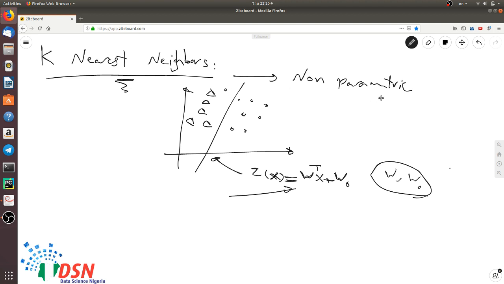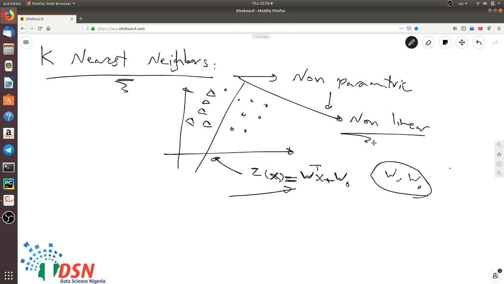But KNN is a non-parametric method, which means it doesn't have any parameters. And also the decision boundary of nearest neighbor is nonlinear. In fact, it could be nonlinear.